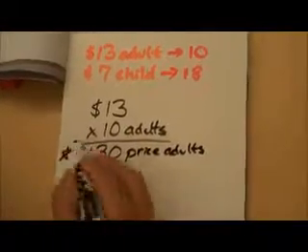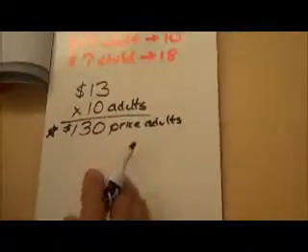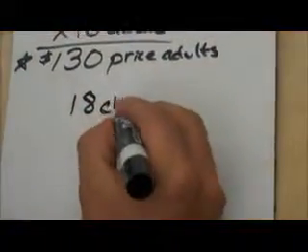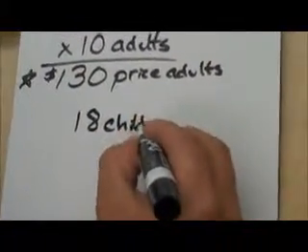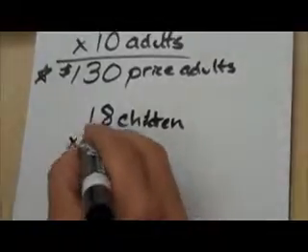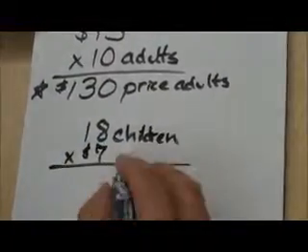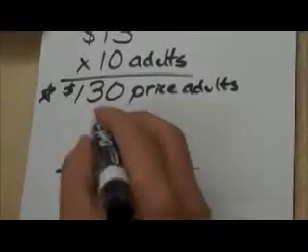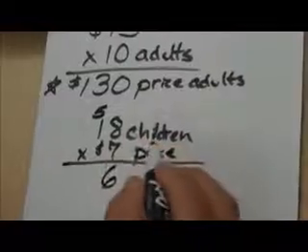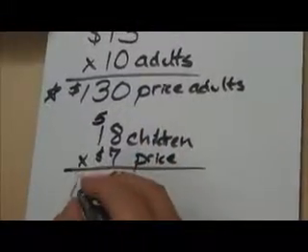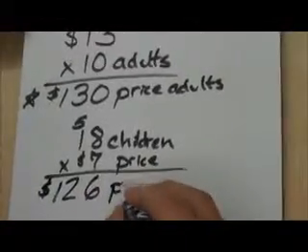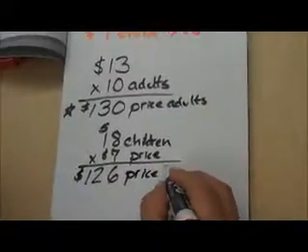I need to hang on to this for later, so sometimes I'll put a star. We now know that we have so many children going on this trip. So I have 18 children, and it's going to cost them $7 a piece. That's going to be their price. 8 times 7 is 56. 7 times 10 is 70, plus 50 more will make it 120. So I have $126, and that's the price for the children.